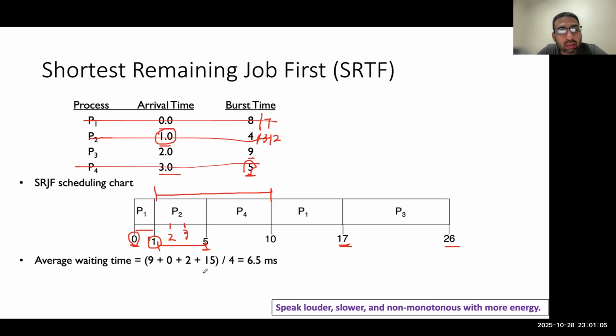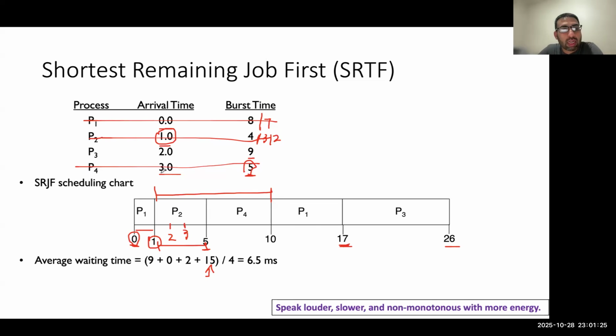Wait a minute. Yeah, I think in the solution it is not written in order. Yeah, 17, because it started running at 17, but it arrived at time 2, so 17 minus 2 is 15.